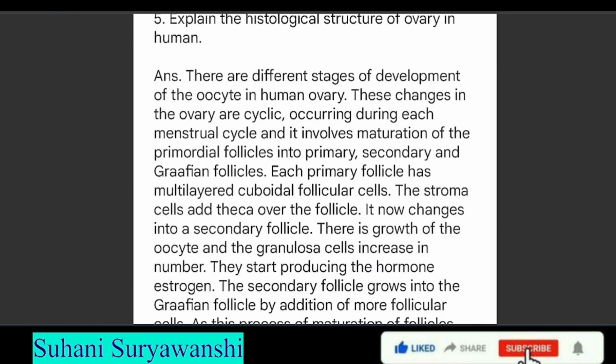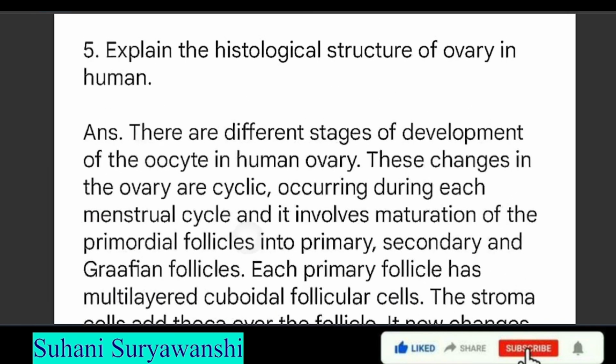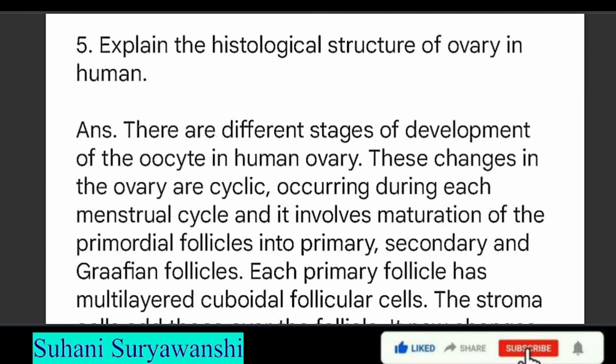Done. Next. Explain the histological structure of ovary in human. There are different stages of development of the oocyte in human ovary.